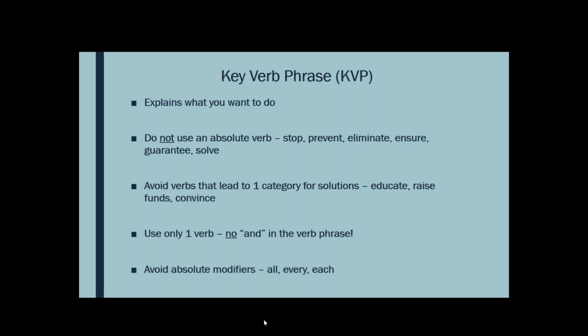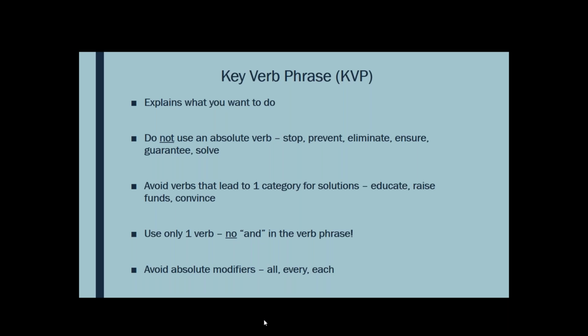The key verb phrase, as I said, explains what you're going to do. You do not want to use an absolute verb like stop, prevent, eliminate, ensure, guarantee, or solve. Why? Because then every solution would have to work 100%. That's very unlikely. We really want to do something that's going to improve, increase the benefits, or decrease the issue.